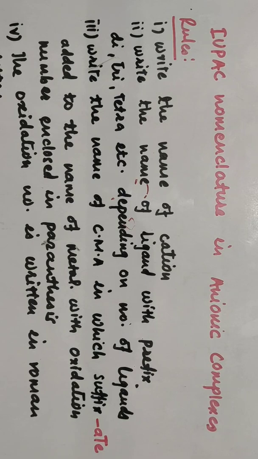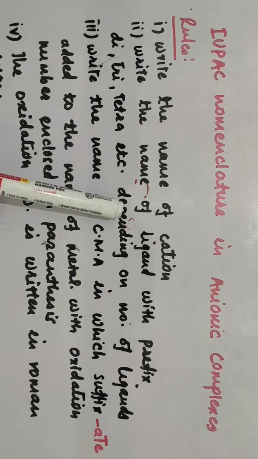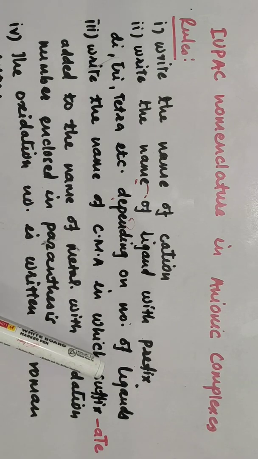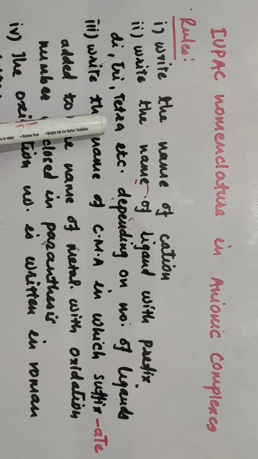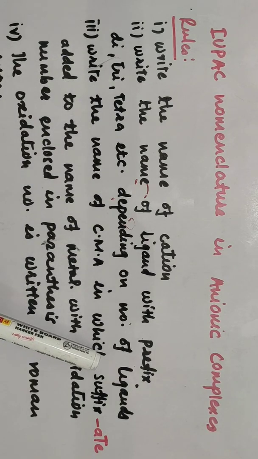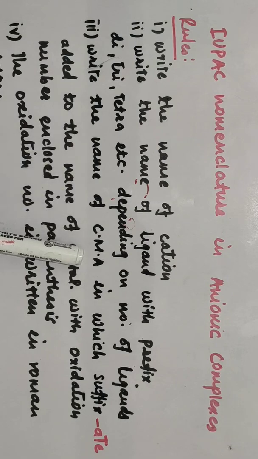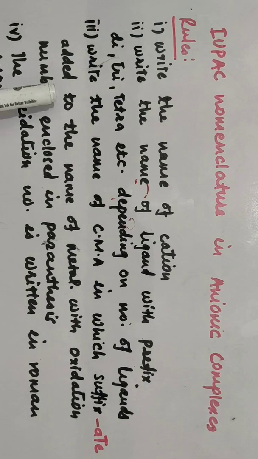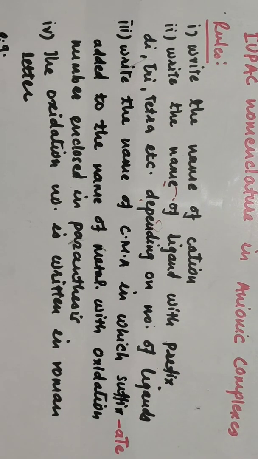So let us see the rules to find out IUPAC names of anionic complexes. First, you are supposed to write the name of the cation. For example, we'll take one compound. First, write the name of the cation. Then write the name of the ligand with prefixes di, tri, tetra, etc. depending upon the number of ligands. Write the name of the central metal atom in which the suffix ATE is added to the name of the metal, with the oxidation number enclosed in parentheses, and you are supposed to write the oxidation number in Roman numerals.